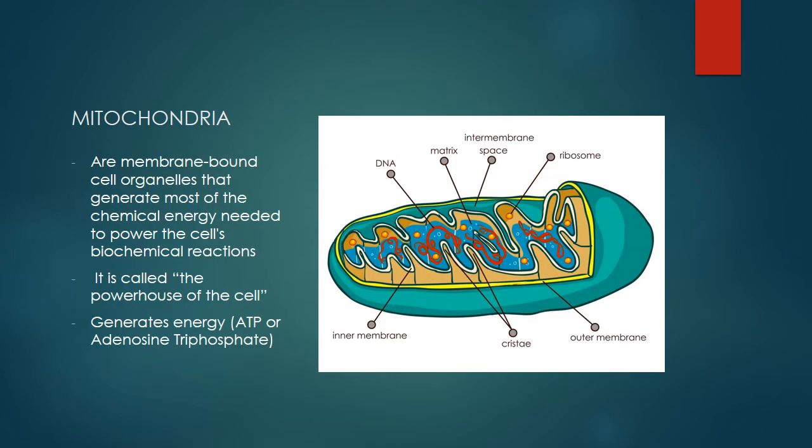Mitochondria. Our bodies need energy to move, to eat, and to breathe. The chemical energy in the human body is produced in a part of the cell called the mitochondria. It is also called the powerhouse of the cell. Mitochondria are called the powerhouse of the cell because they carry out the process of aerobic respiration and generate the energy molecules ATP, or adenosine triphosphate, for cell operation. Basically, they release energy from food.